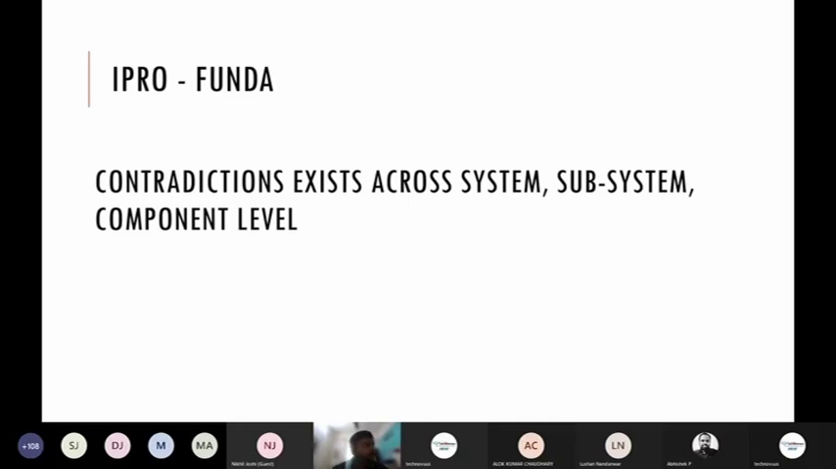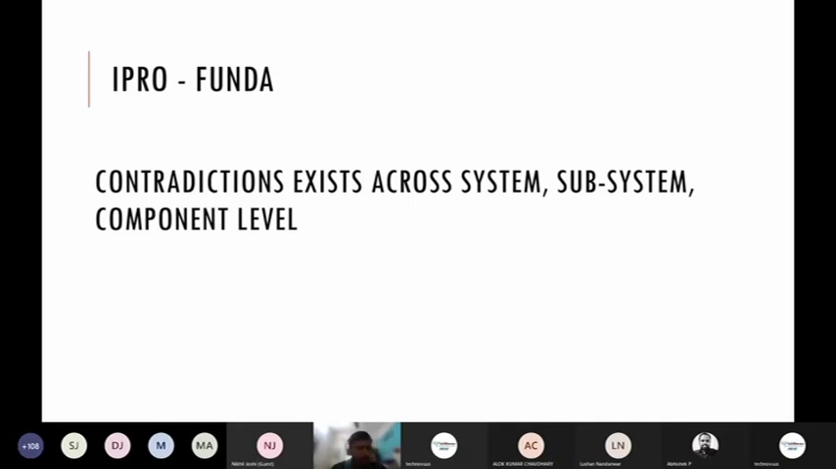Now contradiction exists across systems, subsystems, components. It's not just the product which the customer is buying that has a trade-off at a very high level. Even at a very component level, the trade-offs and the contradiction exist. Customer is buying, let us say, a vehicle, and the vehicle has many subsystems and components, right? Even if the customer is only interested in MPVs, which are the main value, ultimately the MPVs are delivered by the subsystems and components only, which is part of our job.